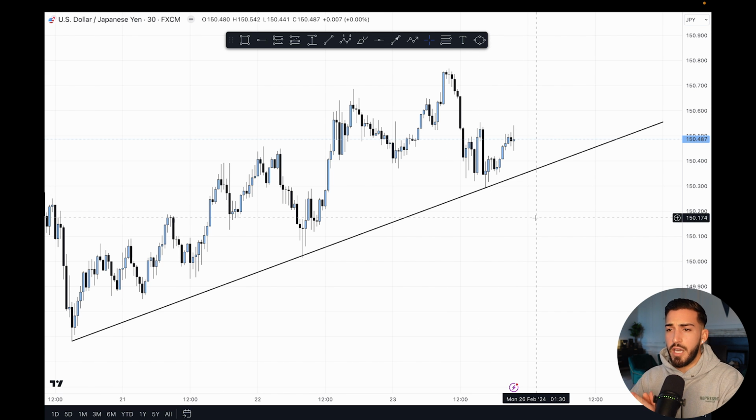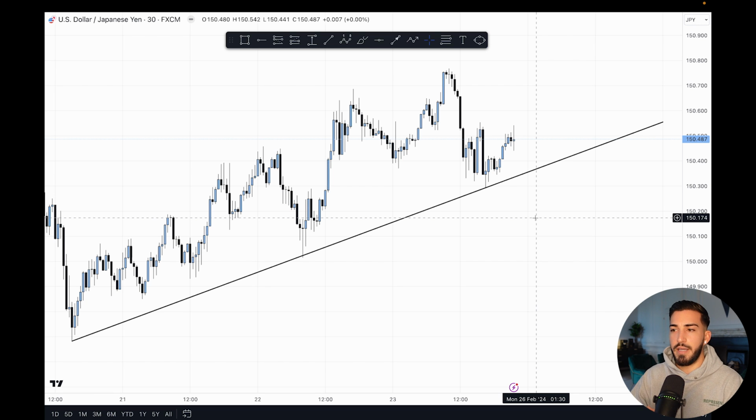Now, another thing I will use as a confluence to back that is using the DXY and also the Japanese yen index as well, because at the end of the day, right, we're trading the US dollar against the Japanese yen.